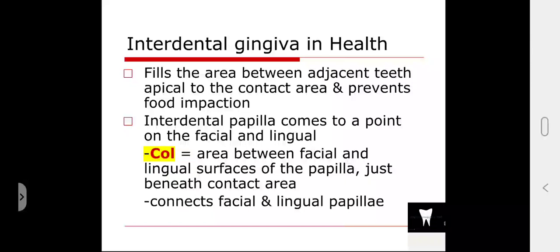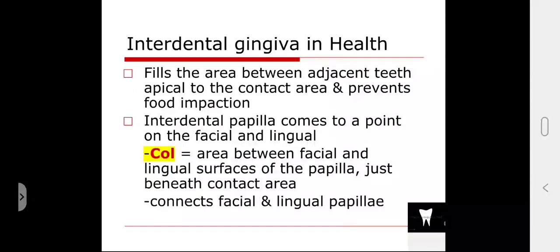The interdental papilla comes to a point on the facial and lingual surface, and that, of course, has to do with when we measure recession along the tooth, depending on how much interdental papilla they have lost.